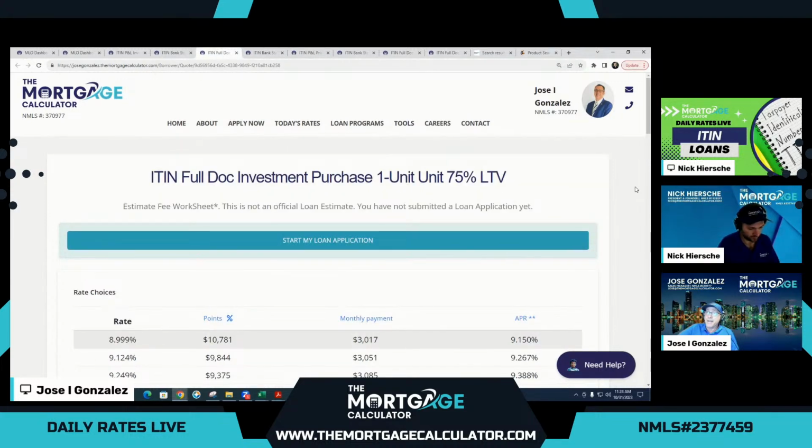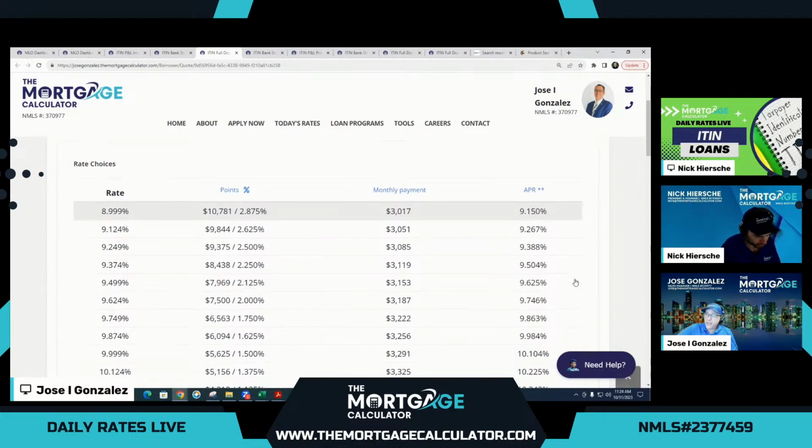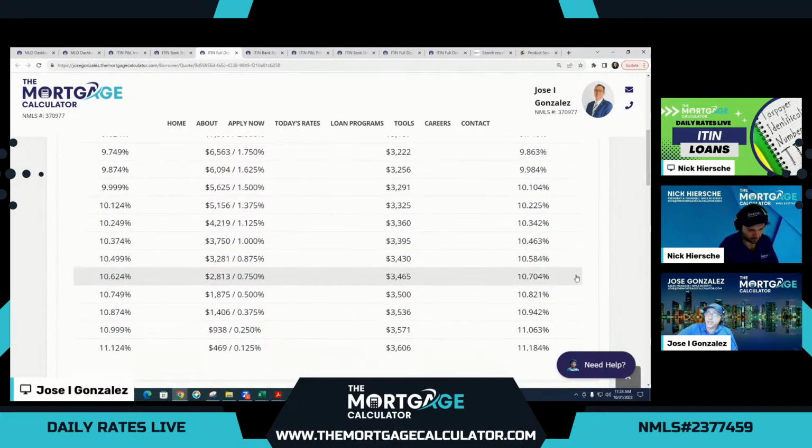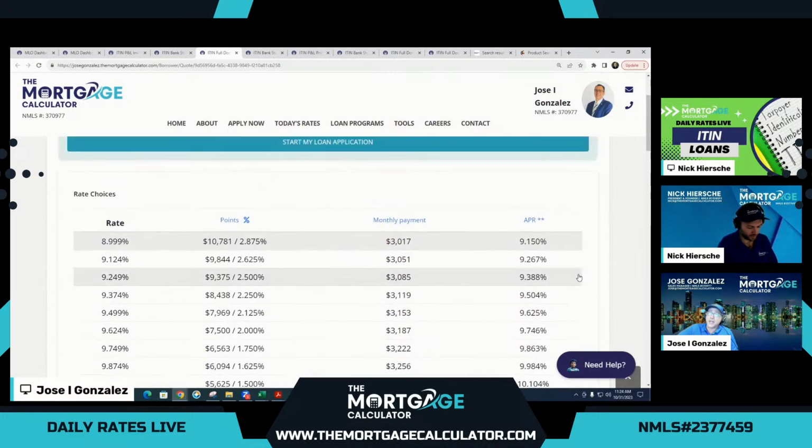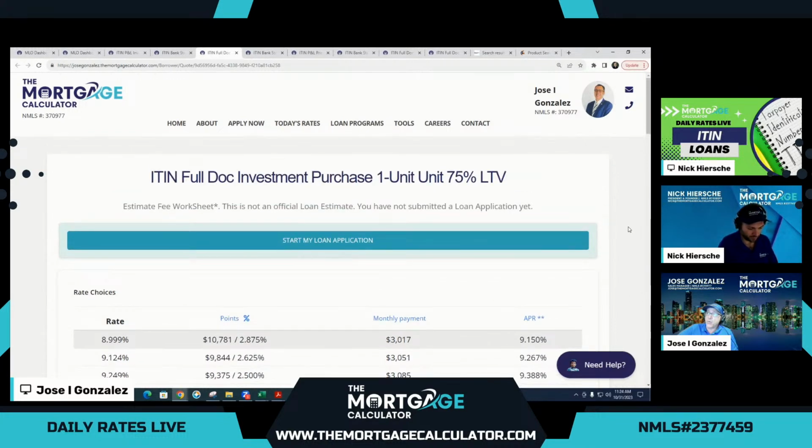So now we have some investment options here, which investment was a big obstacle in the not so distant past for our ITIN borrowers, but now we do have investment options. Here, 75% LTV is our max LTV. 11.124% is our lowest cost option, and you can buy that down all the way to 8.999 for our one unit full doc investment property.